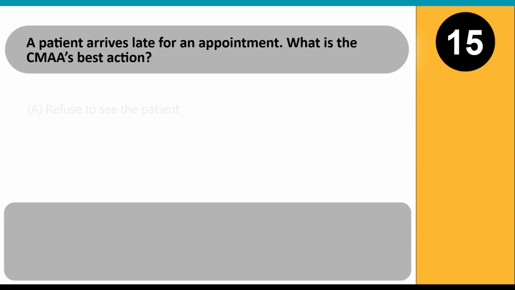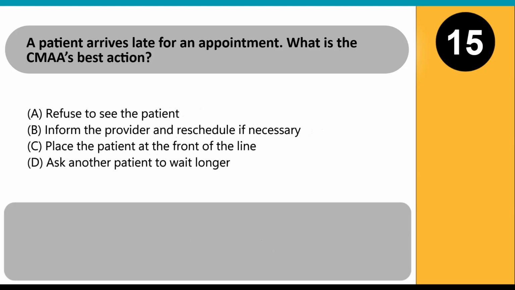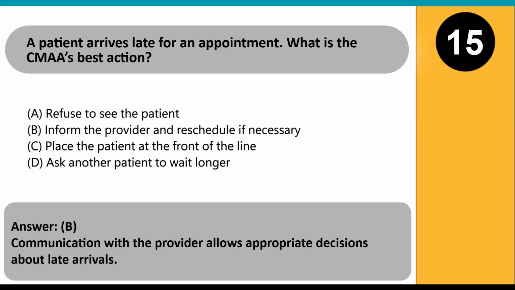A patient arrives late for an appointment. What is the CMAA's best action? A. Refuse to see the patient. B. Inform the provider and reschedule if necessary. C. Place the patient at the front of the line. D. Ask another patient to wait longer. Answer: B. Communication with the provider allows appropriate decisions about late arrivals.